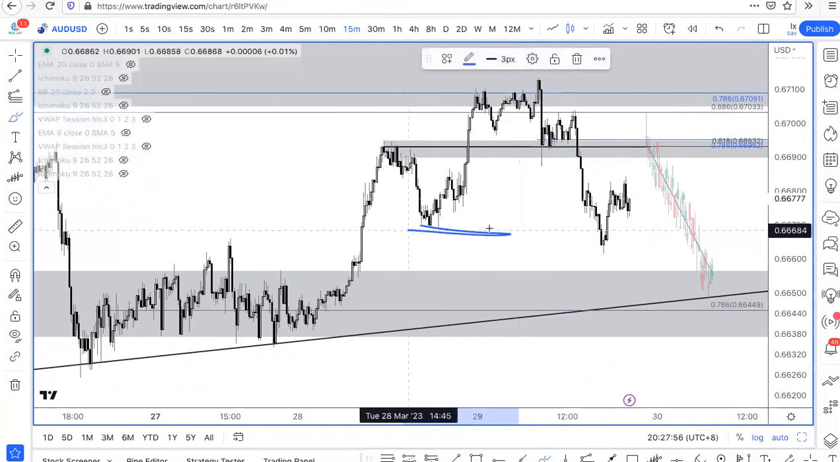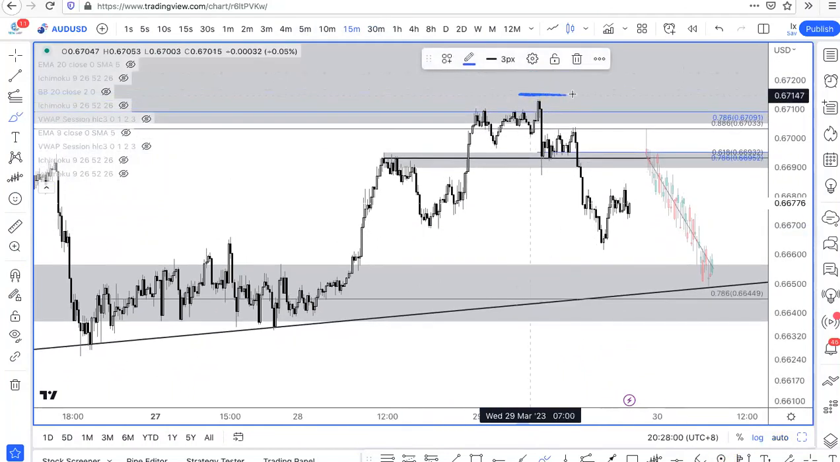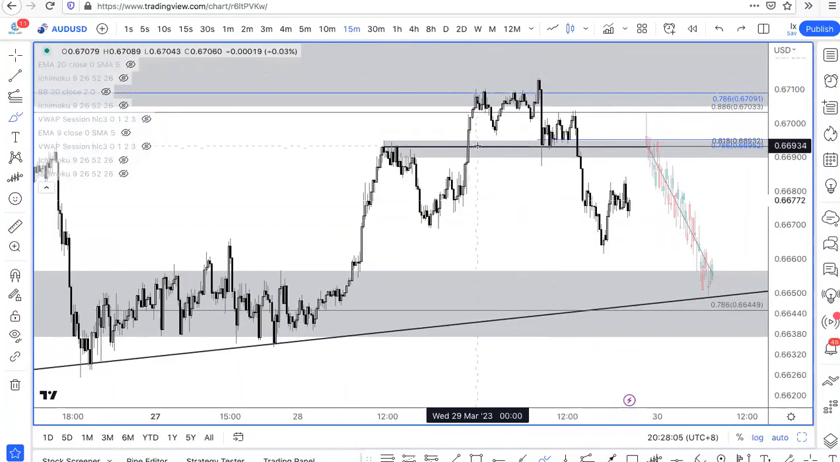Price broke below the last low, the structure, so we should not be expecting price to go beyond this. If price goes above this level, this is when we're wrong, and I want to get out of the position. Okay, so this is for me on Aussie dollar.